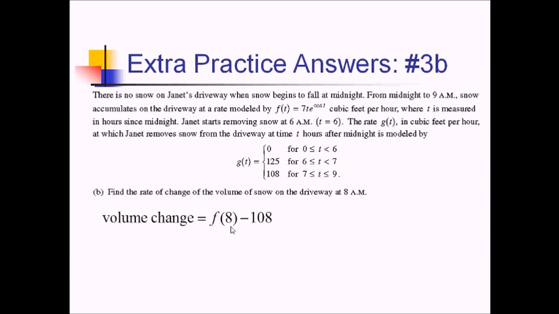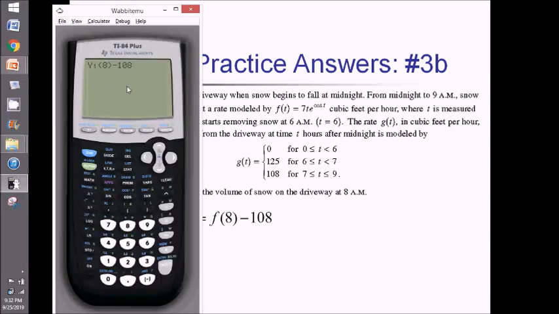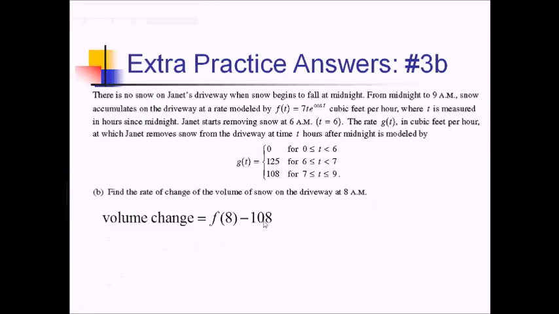So then we're doing f of 8 minus 108. And to do that on the calculator, I've got y1 of 8 because that's where I stored my f function, minus 108. Comes out to negative 59.583. And this is the rate of change of snow, so this is going to be cubic feet per hour.